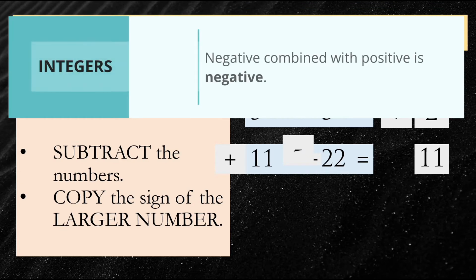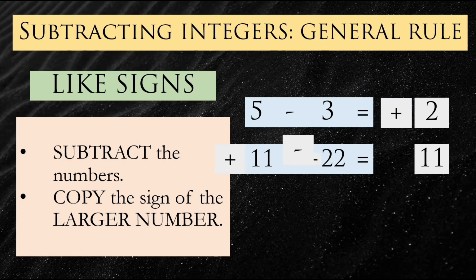Okay? So let's proceed. So 22 minus 11 is 11. So how do you know the sign? Copy the sign of the larger number. Between positive 11 and negative 22, the larger number is 22. So copy the sign negative and then your answer is negative. Okay, so -11. So again, negative combined with positive is negative, and then we copy the sign of the larger number, which is 22. That's why the answer is -11.